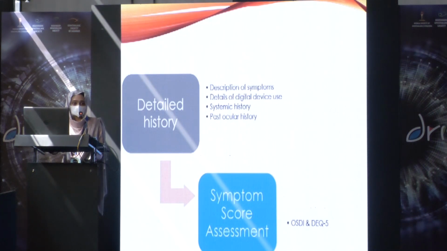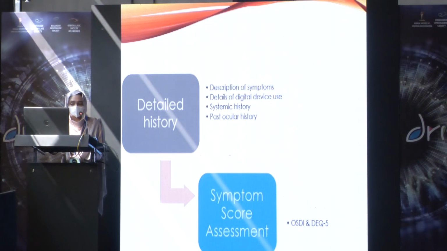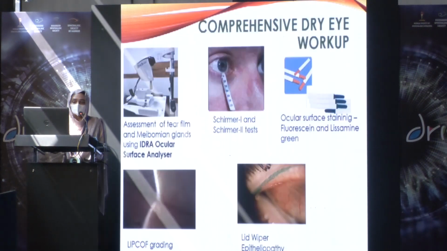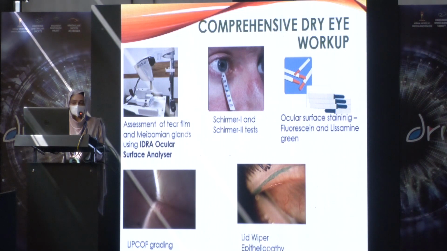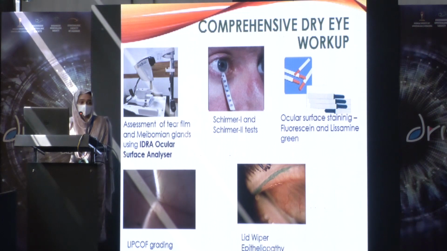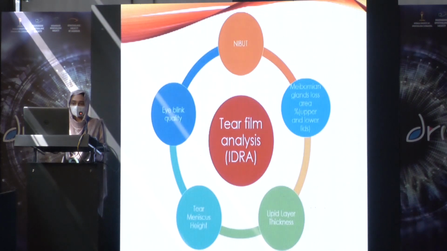We took a detailed history. Symptom score was assessed using both OSDI and DEQ-5 questionnaires. Clinical examination was followed by a comprehensive dry eye workup, which included assessment of tear film and meibomian gland using the non-contact, non-invasive IDRA ocular surface analyzer, tear volume assessment using both Schirmer 1 and 2 tests, ocular surface staining using fluorescein and lissamine green to assess the extent of ocular surface damage, and lid wiper epitheliopathy grading.